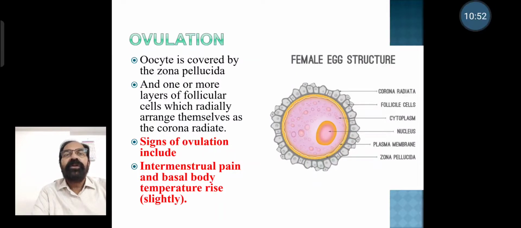Ovulation, oocyte is covered by zona pellucida and one or more layers of follicular cells which arrange themselves as corona radiata. Signs of ovulation include intermenstrual pain and the basal body temperature rises slightly.